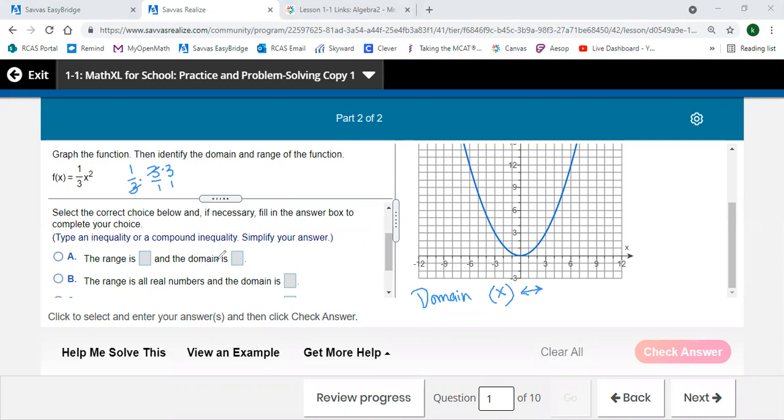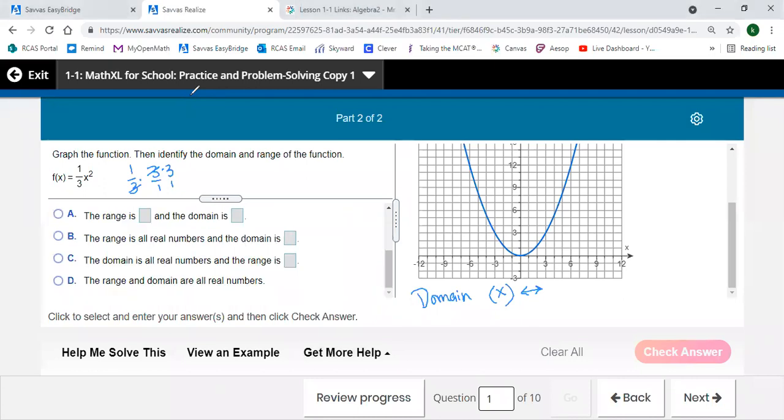So this domain is wanting us to specify. Now, what I did wrong the last time is I used interval notation. You always got to read these directions carefully. They want an inequality. So remember, that's like your less than, greater than type of symbols. So let's see, if I go down here, my domain, all real numbers right here.